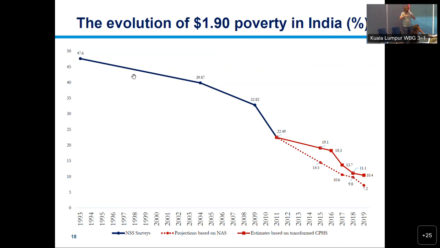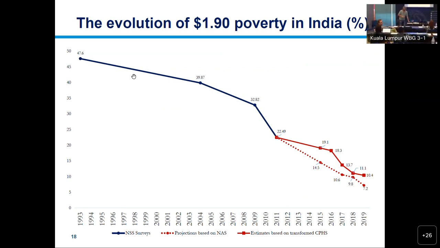At the state level, it applies exactly this approach. It shifts the income distribution for every state in India using the GDP growth data reported at the state level. So it's a very different approach. It assumes that inequality hasn't changed at the state level. And then we arrive at very different conclusions.